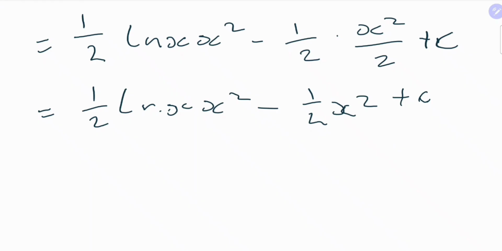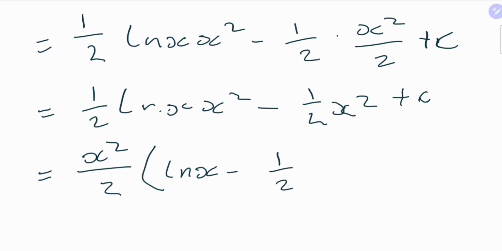Now we can factor out 1 over 2. Actually, we can factor x squared over 2, I think. Yeah, let's do that. So this equals x squared over 2 times the natural log of x minus 1 over 2, plus c.